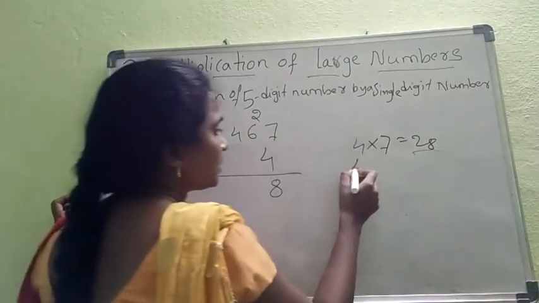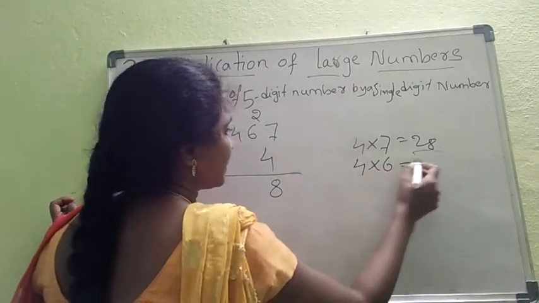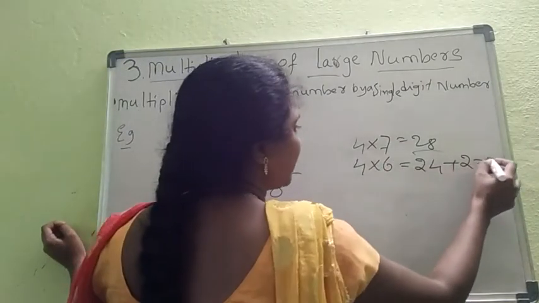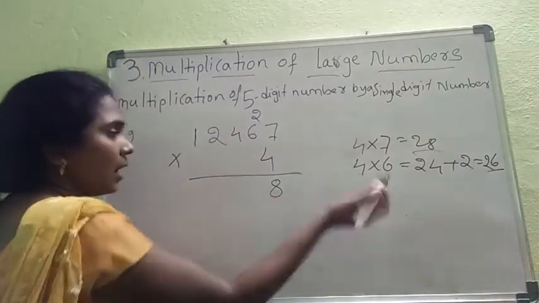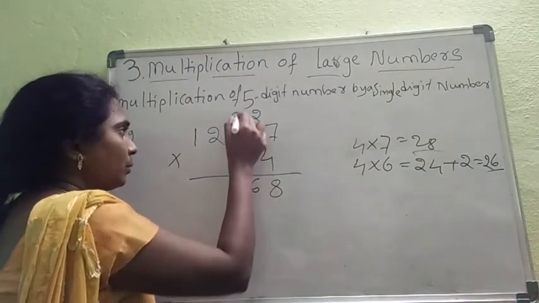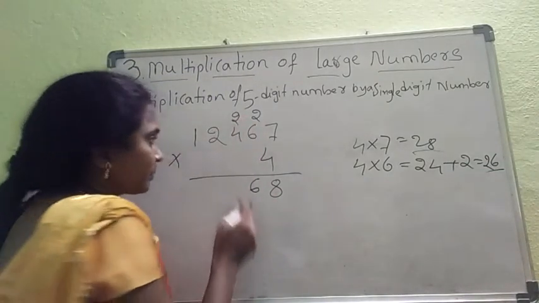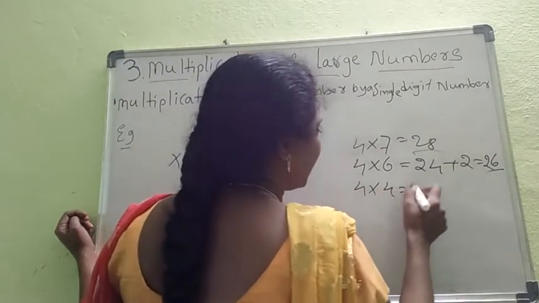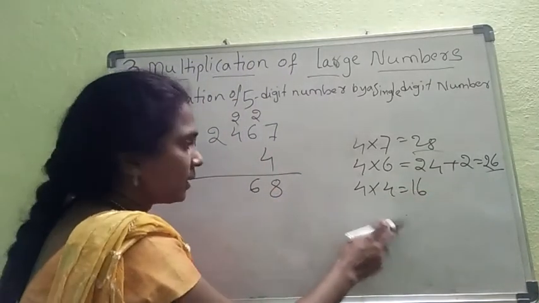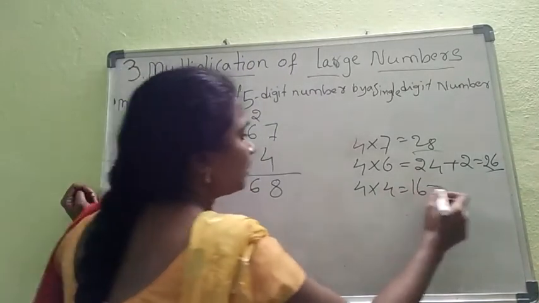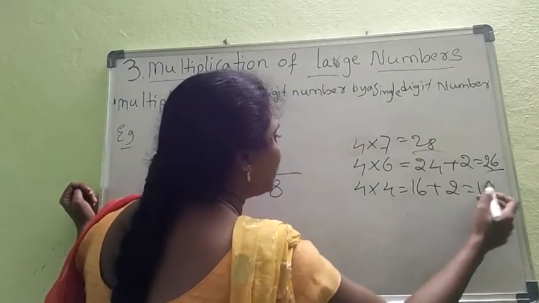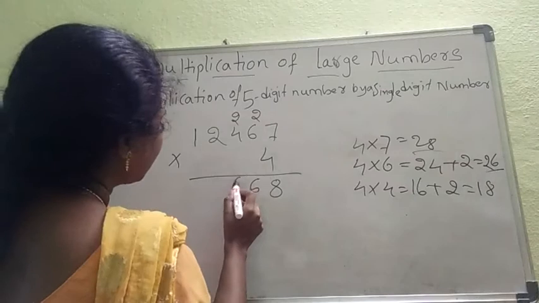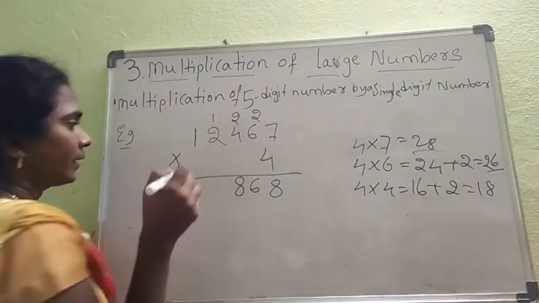Next 4 sixes are 24. What is the carry we have? That is 2. That means the total is 26. Having 2 digits, we write 6 here, 2 as a carry forward. Next 4 fours are 16. Are you able to see that? Next we have to add the carry, right? That is 18. 8 here and 1 as a carry forward.